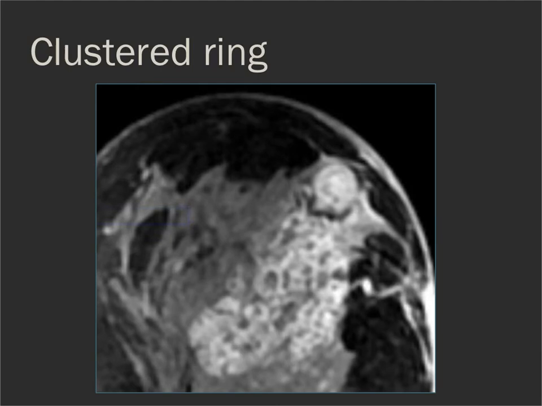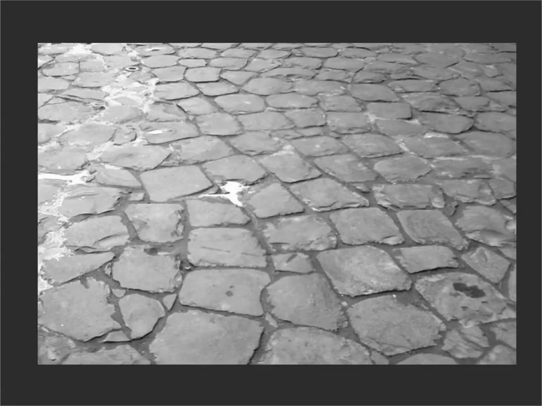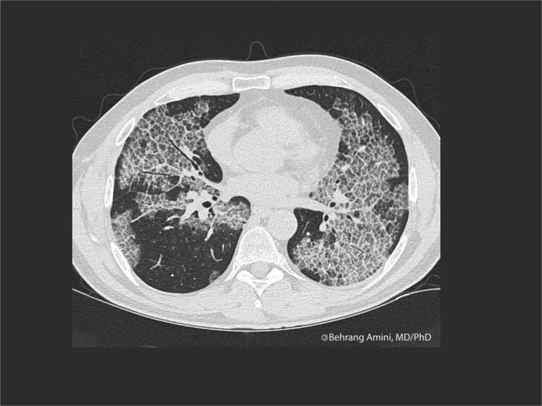The enhancement modifier that was added in 2013 was clustered ring, and this is a good example of clustered ring. It has a very high predictive value for DCIS. And you can see all these little separate rings here that form this pattern. I think of this as almost like a crazy paving sort of pattern. And it's kind of like the breast equivalent of the pattern you see on CT for alveolar proteinosis.